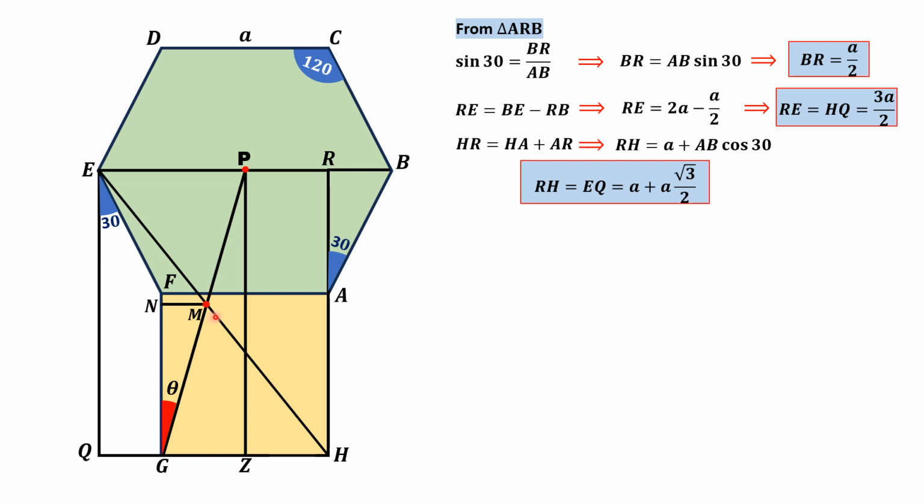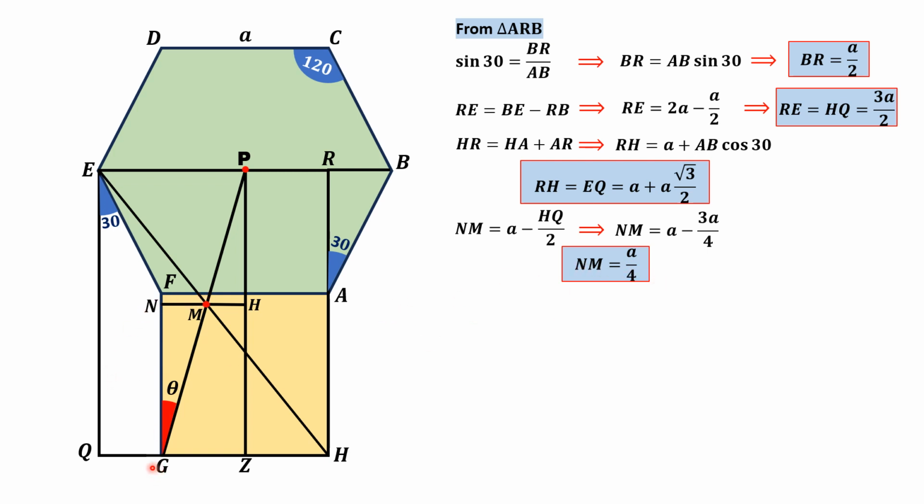And since point M is the center of this rectangle, if we extend this line segment from point M to some other point, then NM is equal to a minus HQ by 2. HQ value is equal to 3a by 2, so it is equal to a minus 3a by 4, and thus NM is equal to a by 4. This length is a by 4.